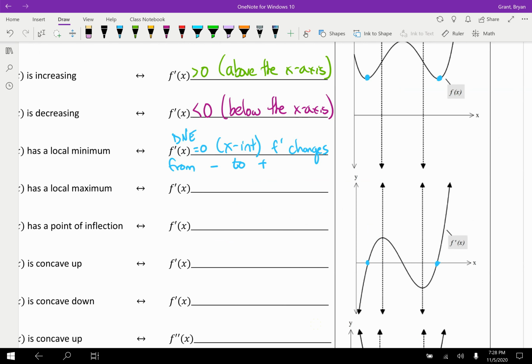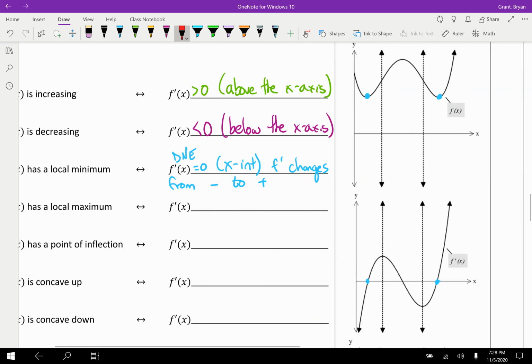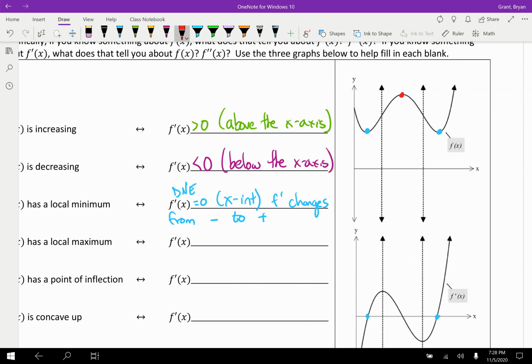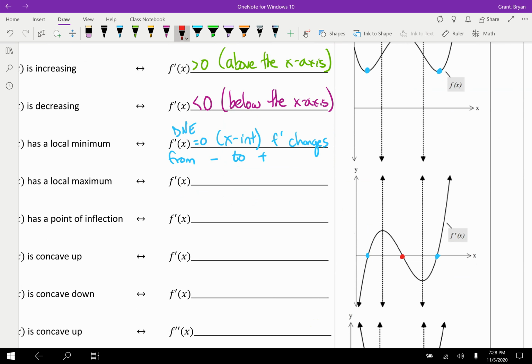Now, I assume we can figure out that the local max is going to be the opposite, right? Here's my local max, and the local max corresponds here. f prime changes from positive to negative. So f prime of x equals 0 could also be does not exist. It is again an x-intercept, but most importantly we recognize this because this is when f prime changes from positive to negative, or above the x-axis to below the x-axis.